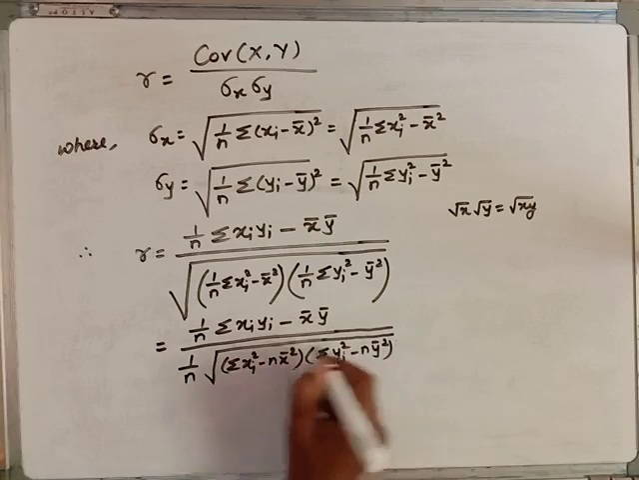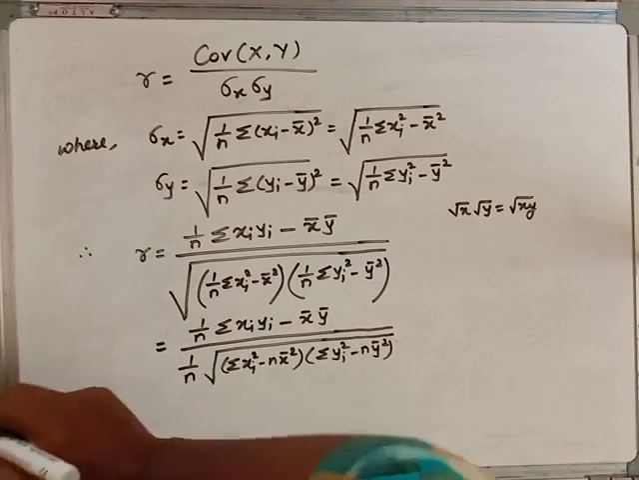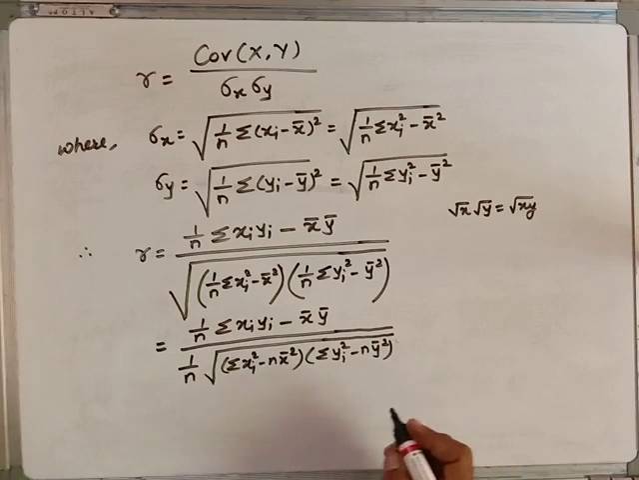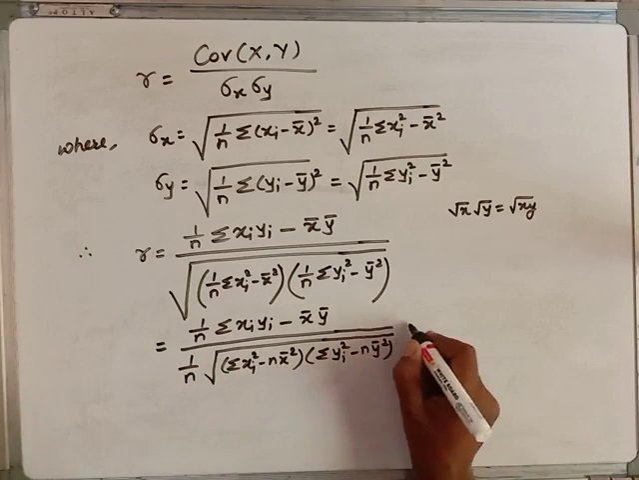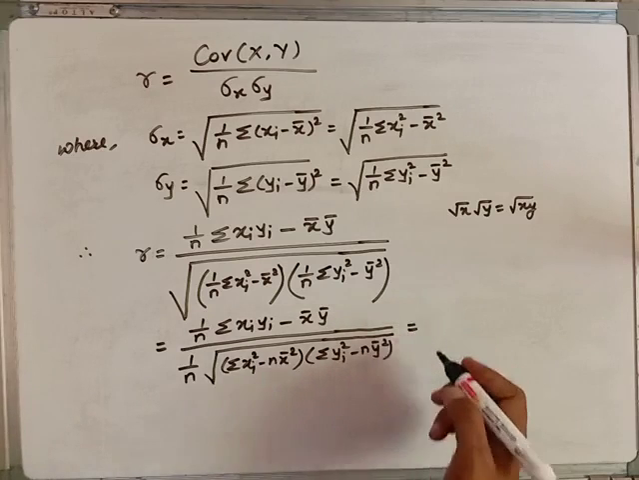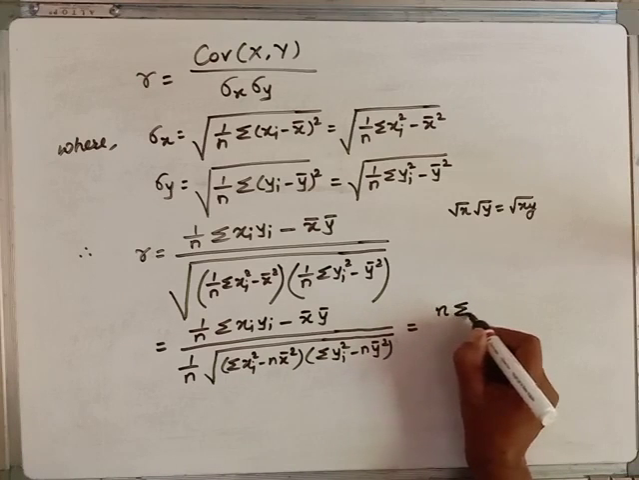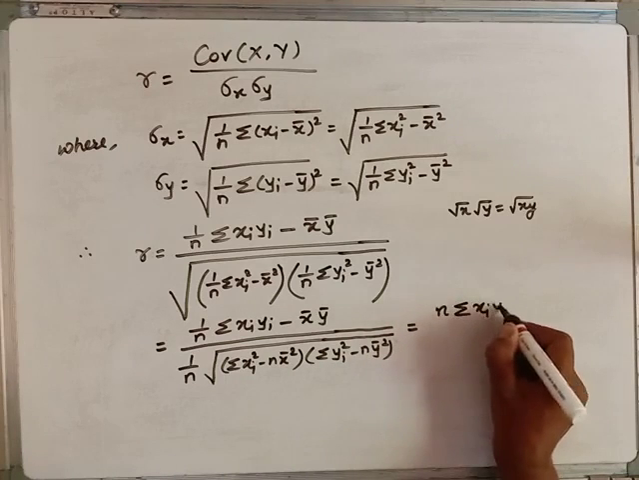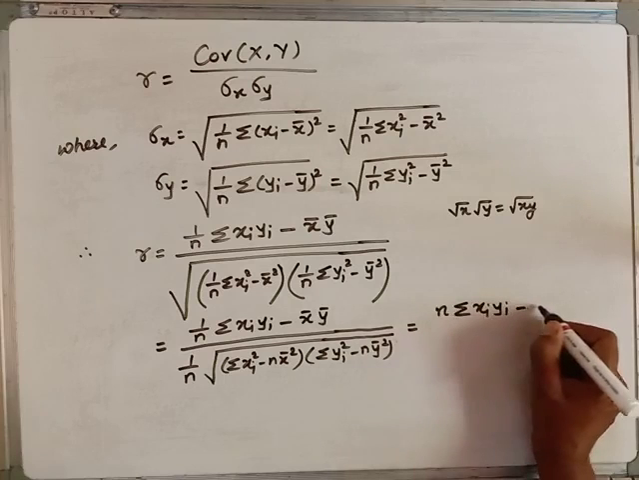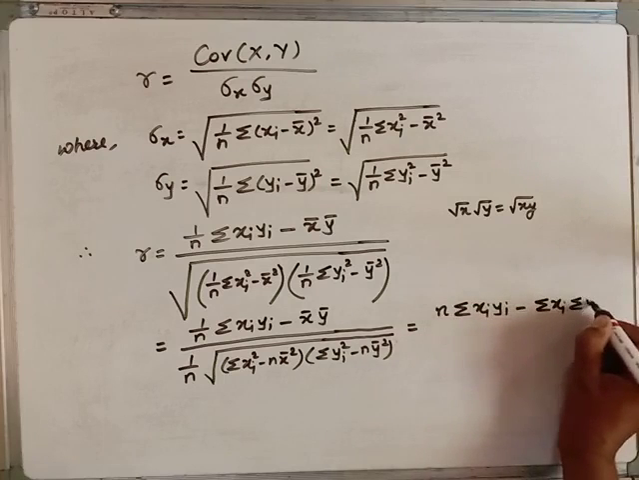Okay, now this can be further written as n times summation xi yi minus summation xi summation yi.